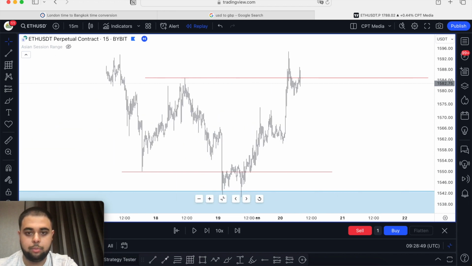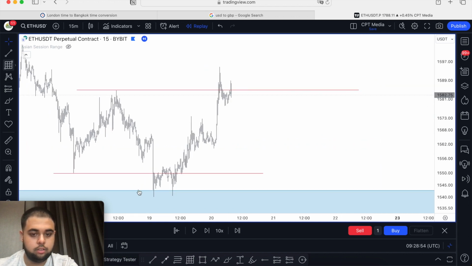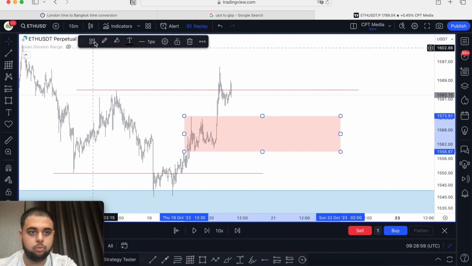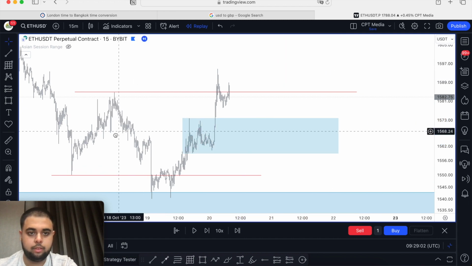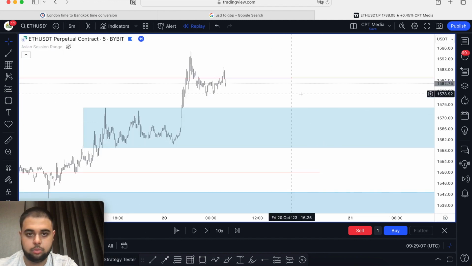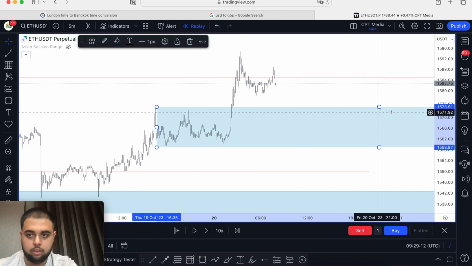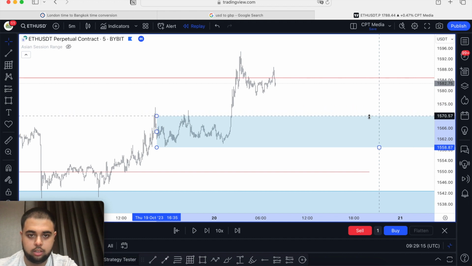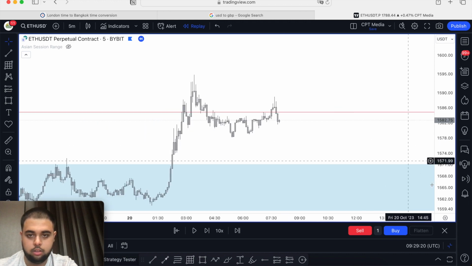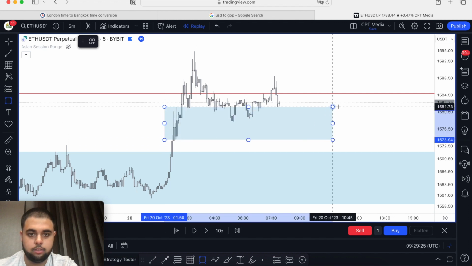So the two zones where I'll be looking for entries from is this level, demand level 1, okay, and then let's push on to the 5-minute and let's see what price is doing here. This is my main level because we have imbalance all above here, so I'll refine this level slightly to fill in that imbalance. Now if I push to the 5-minute, there's also another zone that I like, which is just that led to this breaker structure, which is this level here, okay.